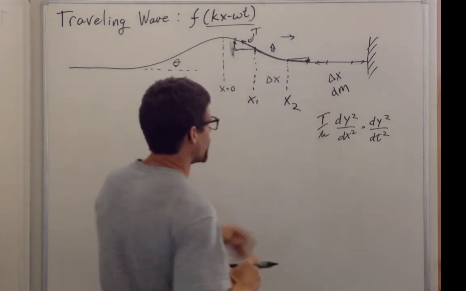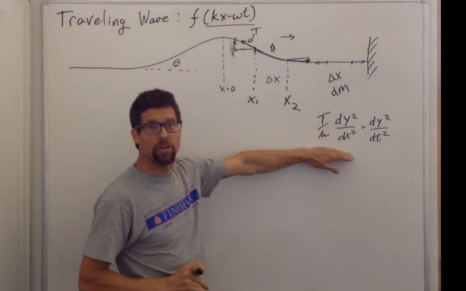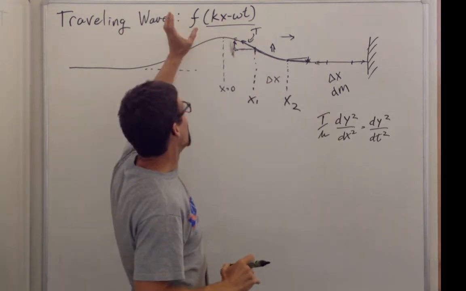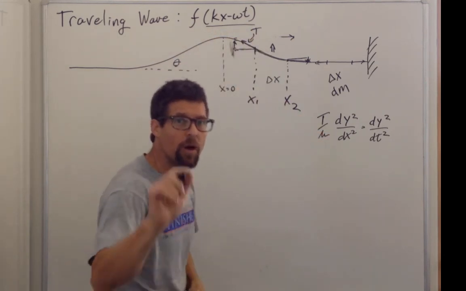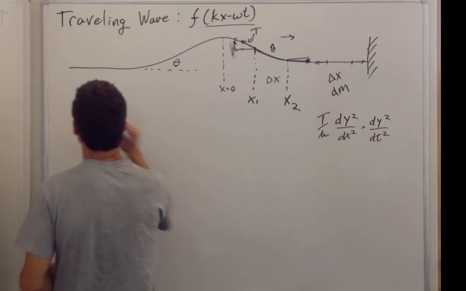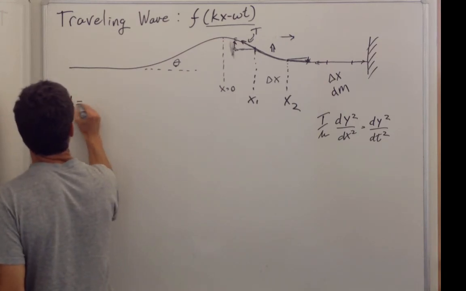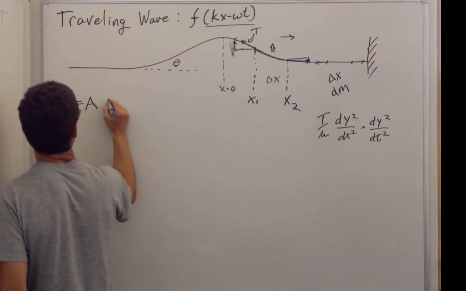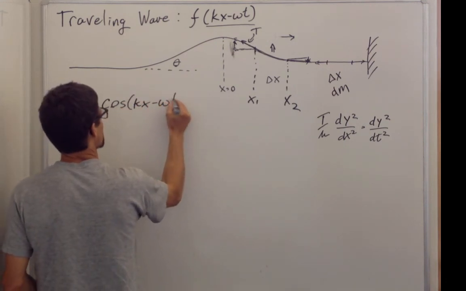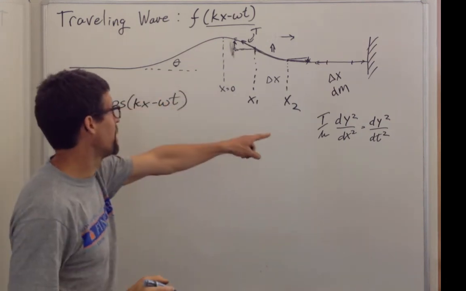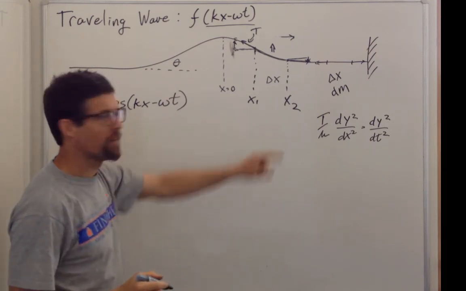So using dynamics, we came up with this equation of motion, and we showed that any function of this form will satisfy that equation. And what I want you to do for homework is try this. y is equal to some amplitude times cosine of kx minus omega t, and put it in there and show that this satisfies that equation.